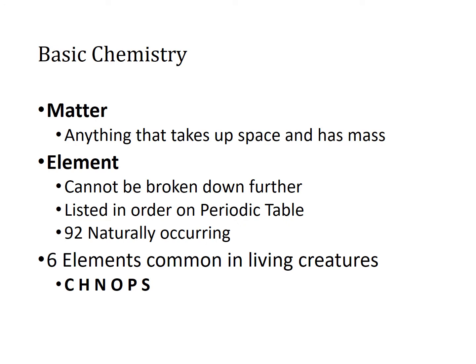Most of you, or many of you, have been introduced to some basic chemistry. So obviously we know that matter is anything that takes up space and has mass. And we know that elements are those that cannot be broken down further, and they are listed in the periodic table. There are 92 naturally occurring elements, and living organisms really have 6 elements in common, and we remember those by CHNOPS: carbon, hydrogen, nitrogen, oxygen, phosphorus, and sulfur.